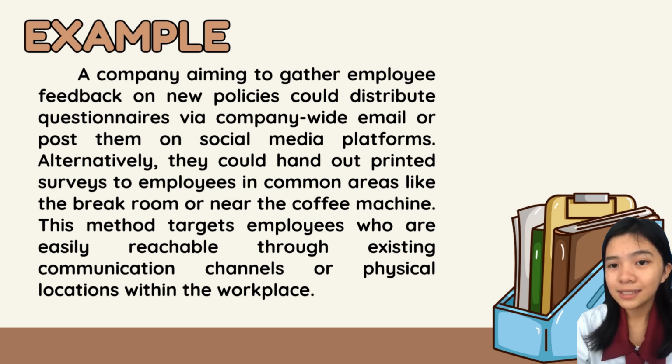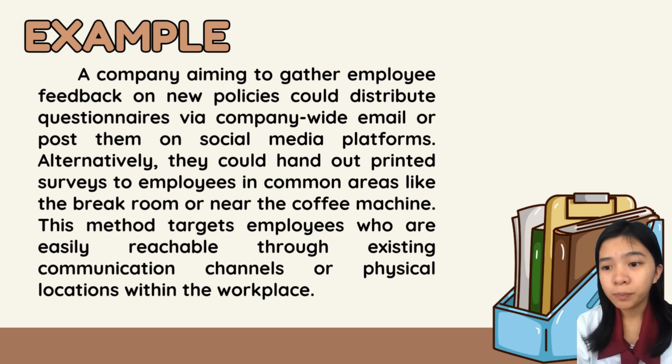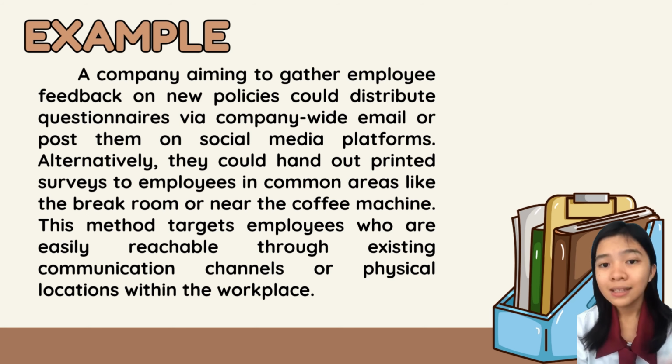Let's take a look at this example. A company aiming to gather employee feedback on new policies could distribute questionnaires via company-wide email or post them on social media platforms. Alternatively, they could hand out printed surveys to employees in common areas like the break room or near the coffee machine. This method targets employees who are easily reachable through existing communication channels or physical locations within the workplace. This is an example of convenience sampling because the company is collecting employee feedback from individuals who are easily accessible rather than selecting participants randomly or systematically.